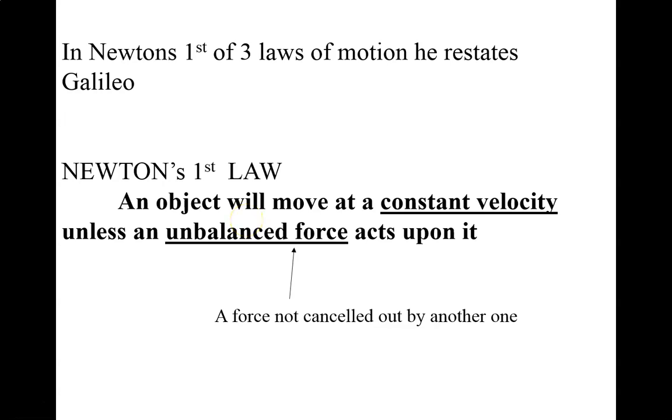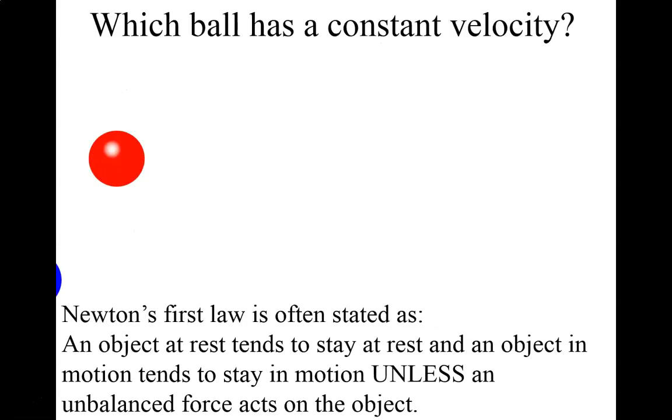So Newton looked at what Galileo did, or if not, he did his own experiments, and he basically came to the conclusion that an object will move at a constant velocity unless there's an unbalanced force acting upon it. So an object's going to keep doing whatever it was doing until something makes it do something differently. It's not an object's natural tendency to go to rest. An object's natural tendency is to keep doing whatever it was doing. If it was at rest, it's going to tend to stay at rest. And if it was in motion, it's going to tend to stay in motion until an unbalanced force, a force that isn't canceled out by another one, acts upon that object.